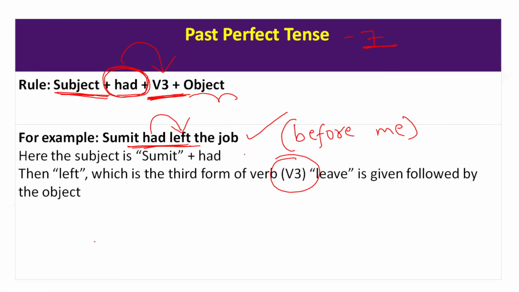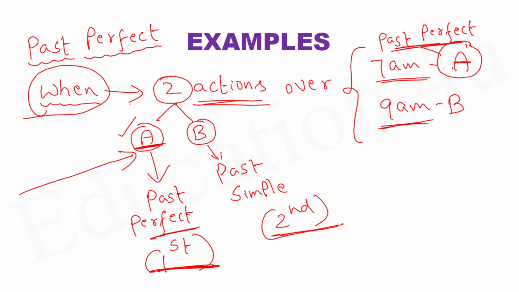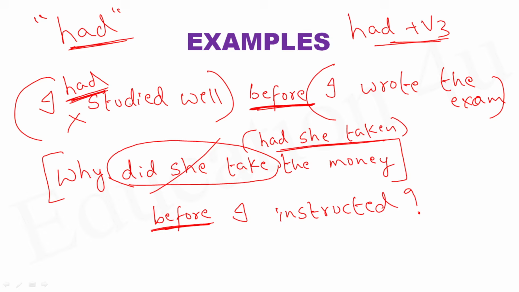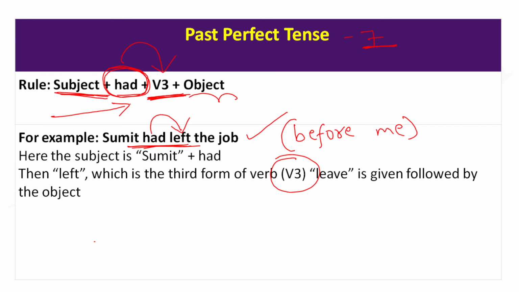Now, having very clearly explained the timing and the situation of using the past perfect tense, we also have practiced the formula: subject plus had plus V3. Based on that, I have given you a good number of examples, my dear friends. I hope the point is clear. This is something about a beautiful tense called past perfect tense. Very important.